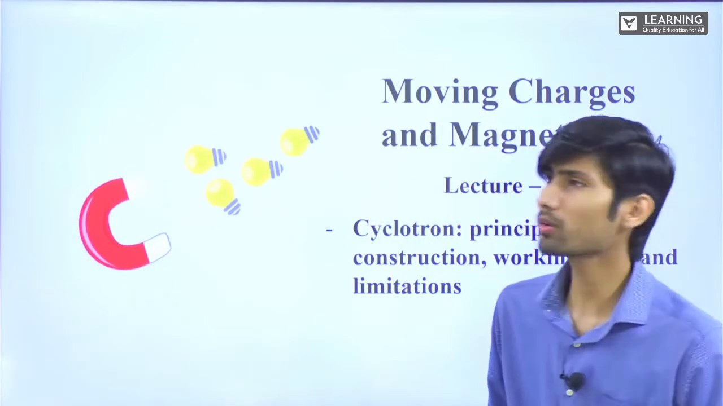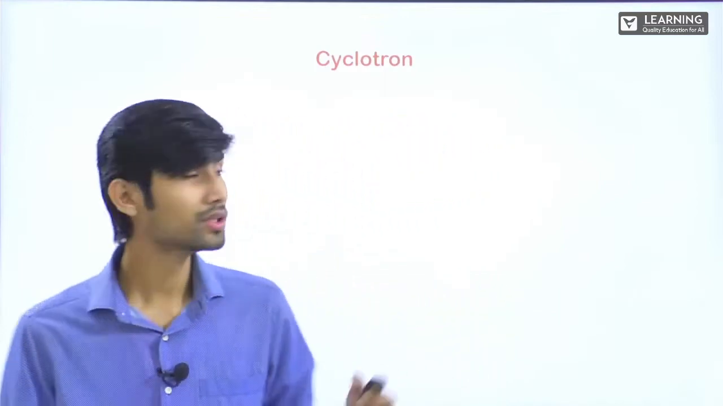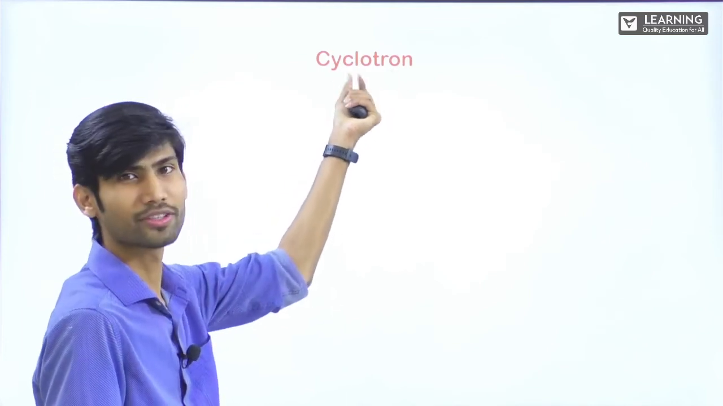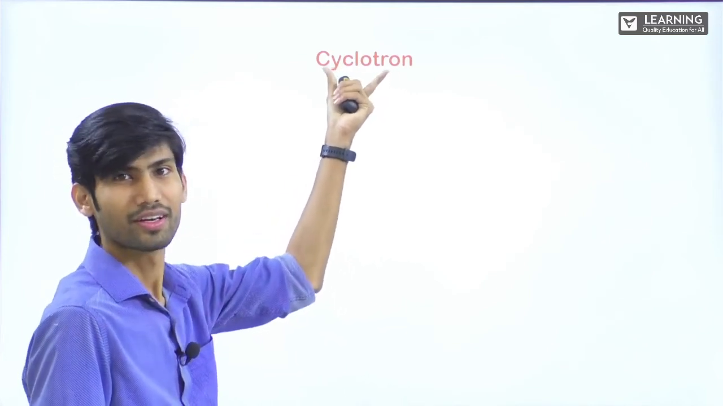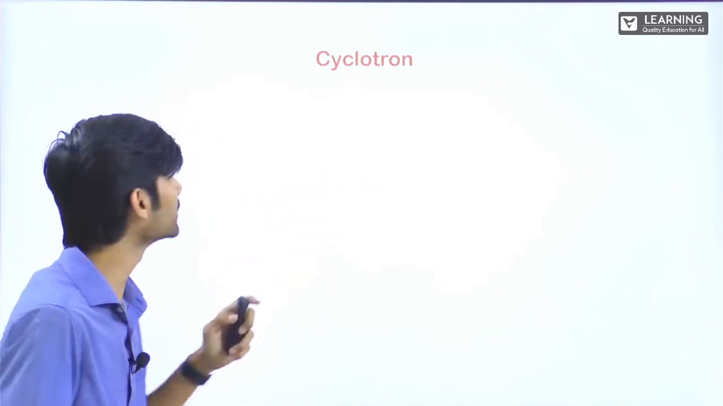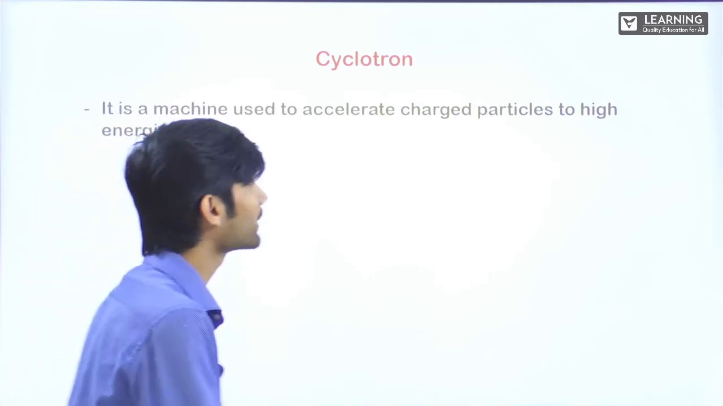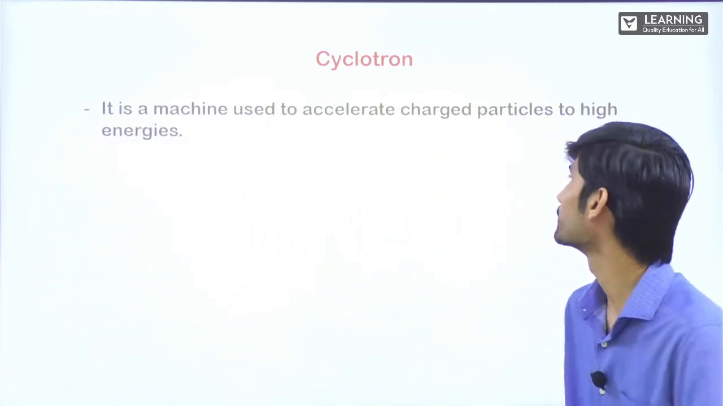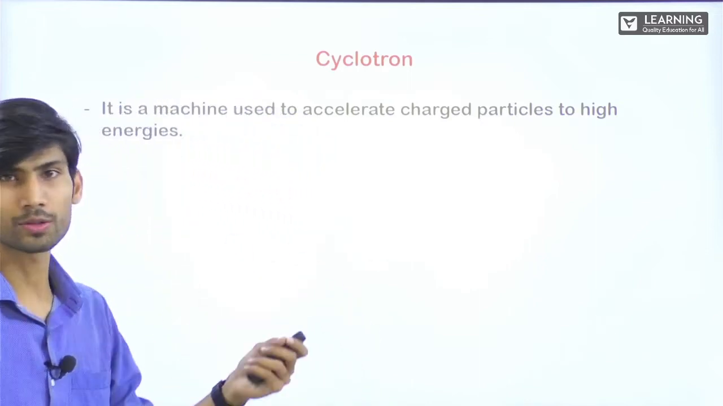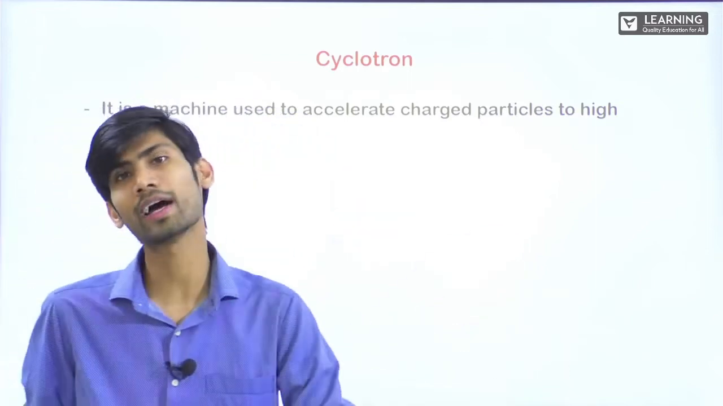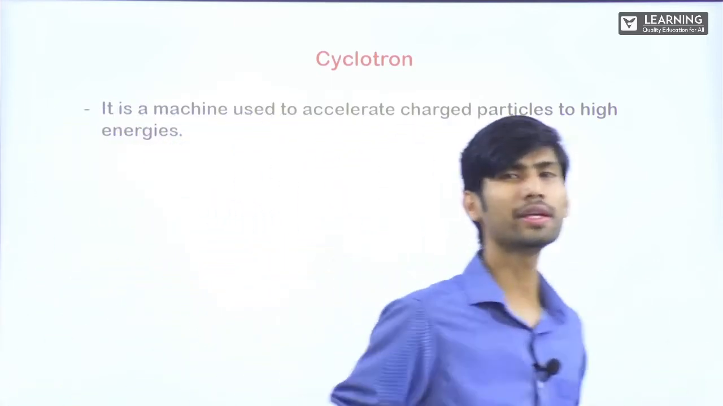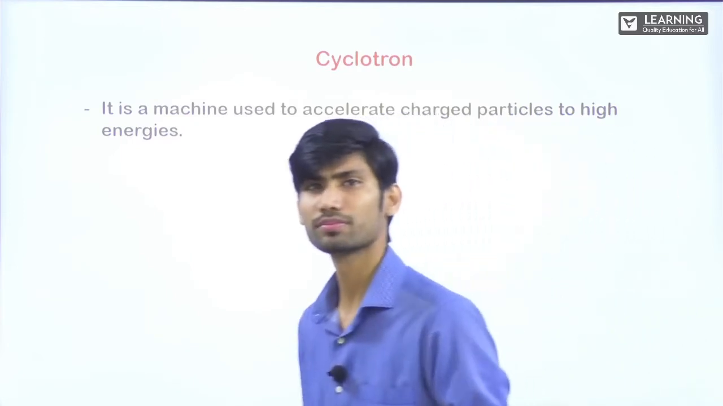Now, first of all, what is cyclotron? Cyclotron, something like cycle, electron, right? If I join them, then cyclotron comes. You will understand once I tell you about the machine. Before that, let us see. It is a machine used to accelerate charged particles to high speed, to high energies. Clear? Any charged particle, if we want to accelerate to a very high energy, to a very high speed, then we use cyclotron.